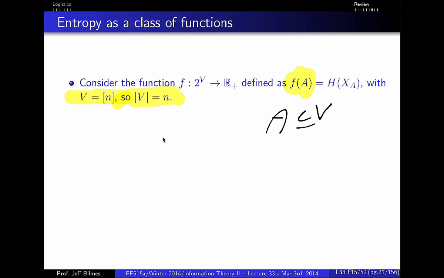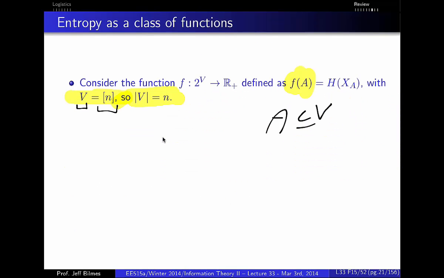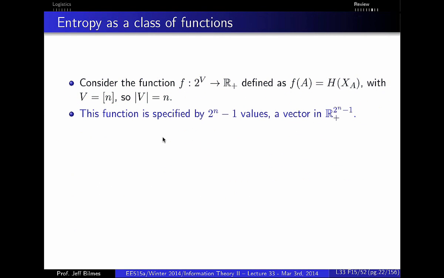And again, this notation here, we're going to see this a lot today. This index set V is the same as the integers from 1 to n, so you should be familiar with that. So you can specify this function by 2 to the n minus 1 values, right? So any entropy function on n random variables can be specified by a vector of length 2 to the n minus 1. There might be a lot of redundancy, obviously.